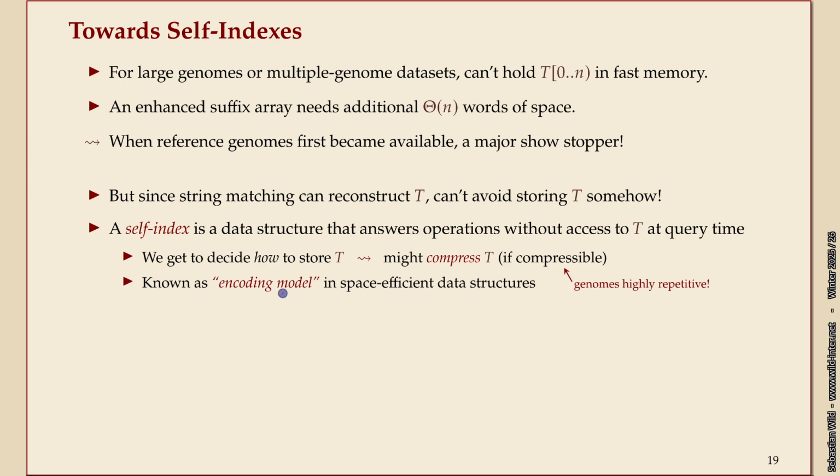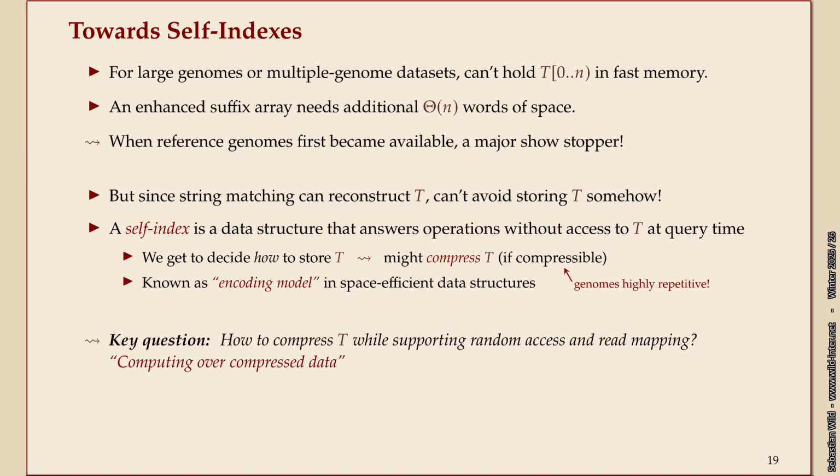Maybe this is useful to keep for terminology. People call this the encoding model. We want to answer queries about some piece of data, but we have to keep the data around to be able to answer these queries, because the queries themselves allow you to reconstruct the data itself. But we don't need to keep the data in the original form. We're allowed to encode it in some new way. That's what this self-index is also going to do.